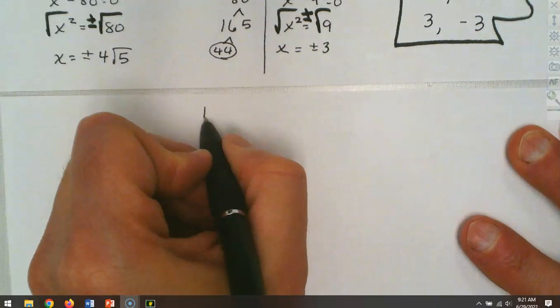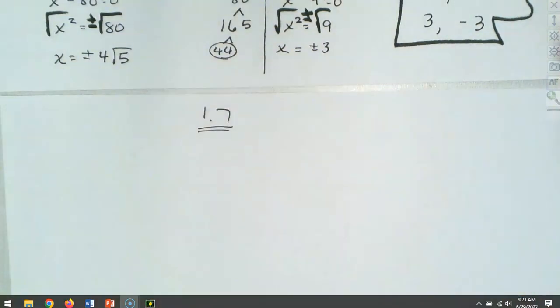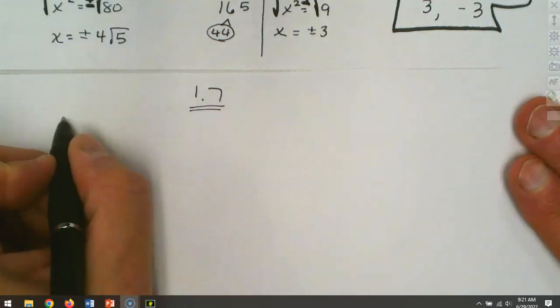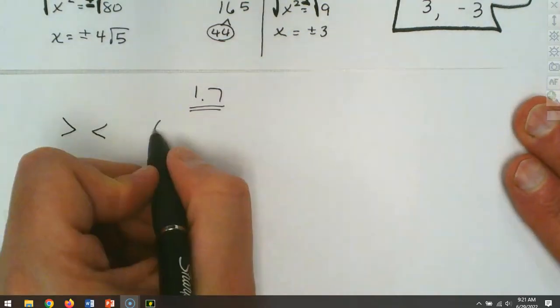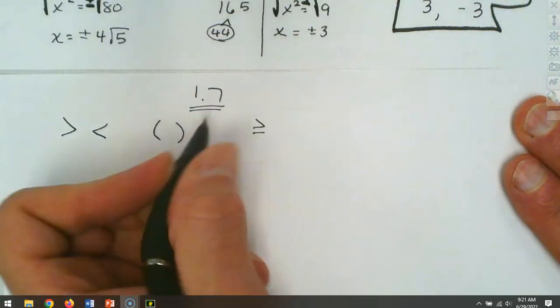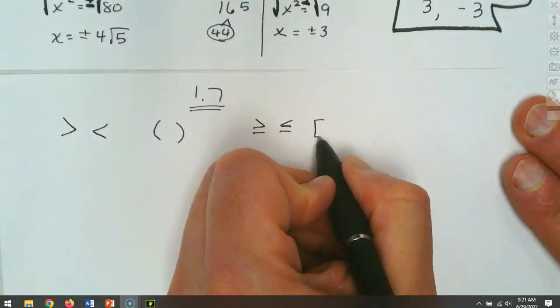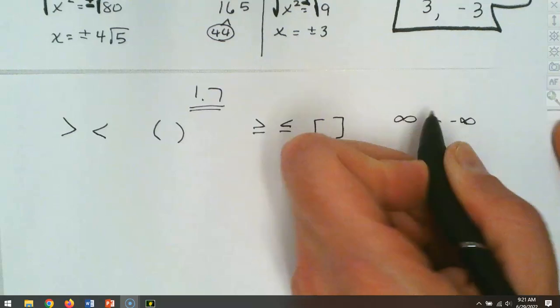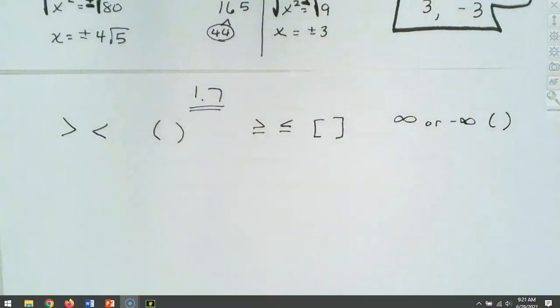And 1-7 is inequalities. And so with these inequalities, what we're going to be doing is we're going to be graphing them. And we need to remember that strictly greater than, strictly less than, those get parentheses. Greater than or equal to, less than or equal to, those get brackets. And positive or negative infinity, remember those get parentheses as well. So when we go to graph these, we've got to remember whether it gets a parentheses or whether it gets a square bracket.